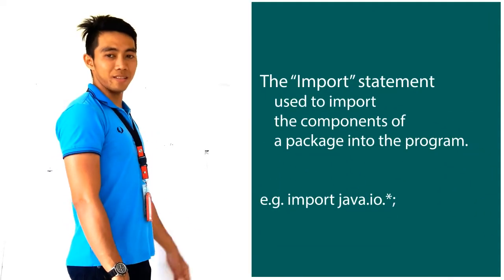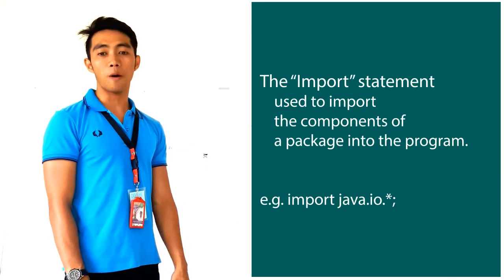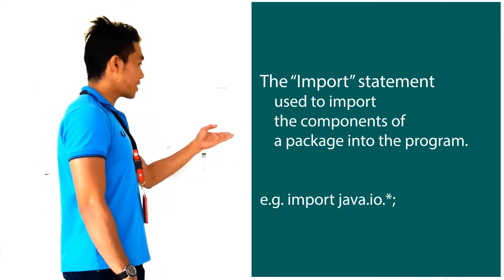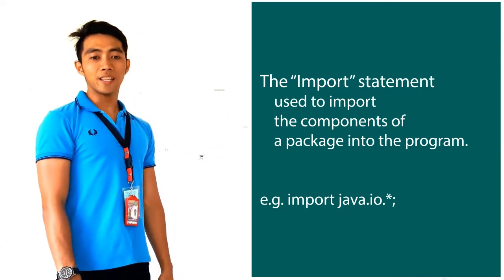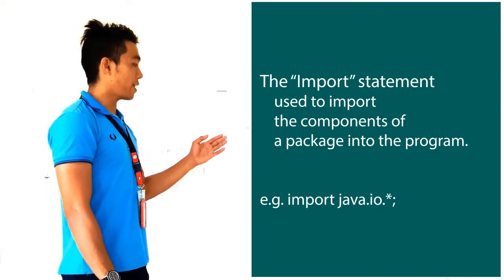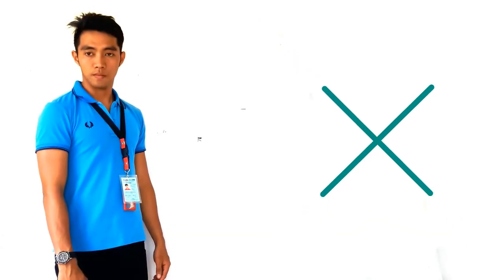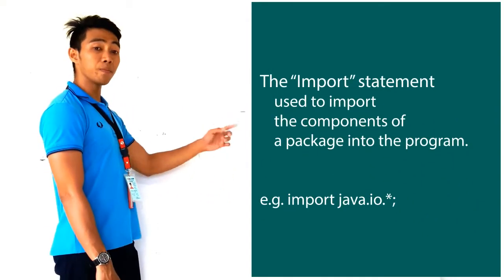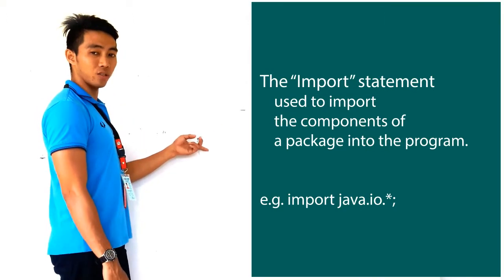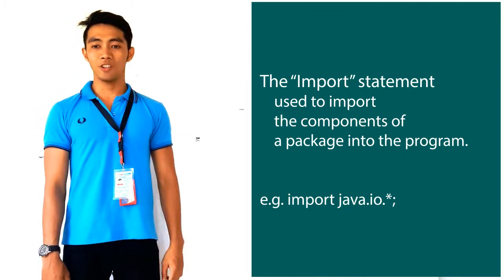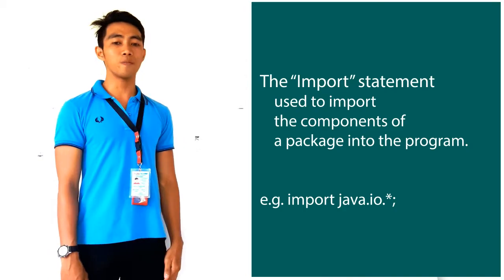The import statement. It is used to import components of a package into the program. Here's an example. Let us use the core package, java.io. You combine the import statement and the core package you want to use. Please, don't forget the semicolon. It is very important.